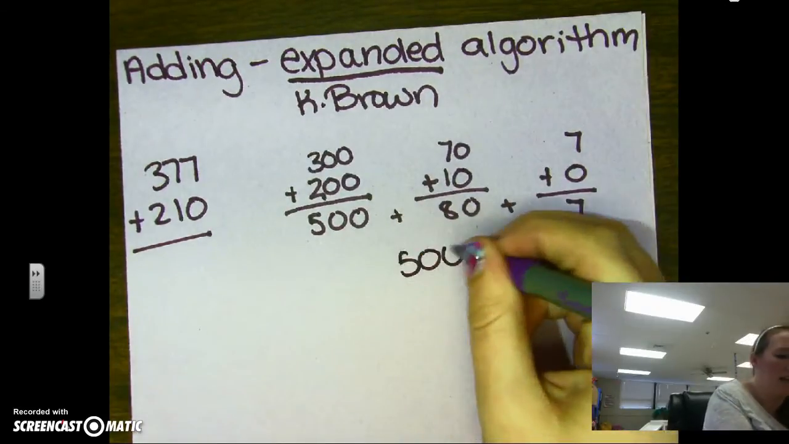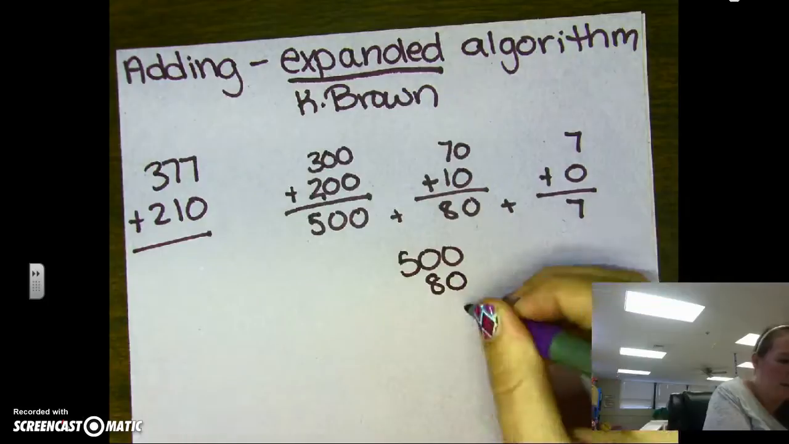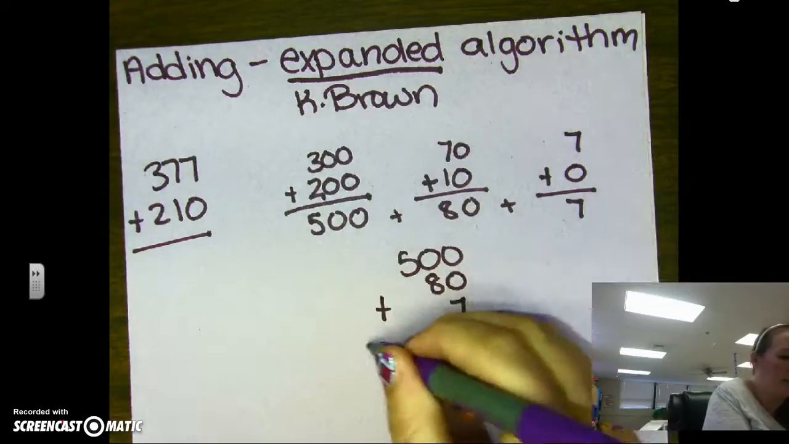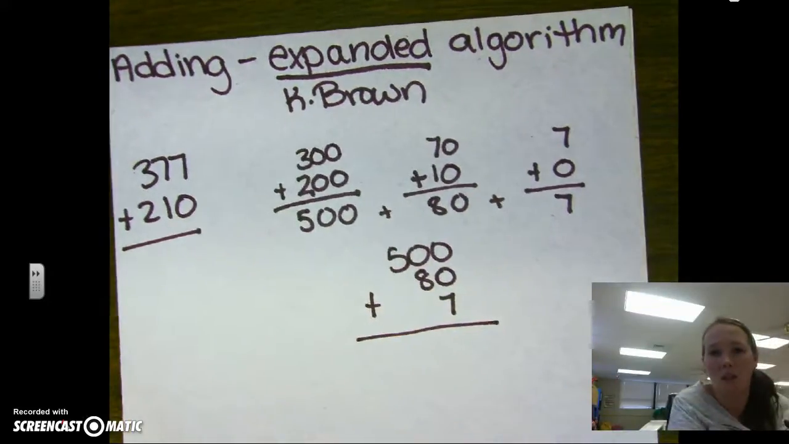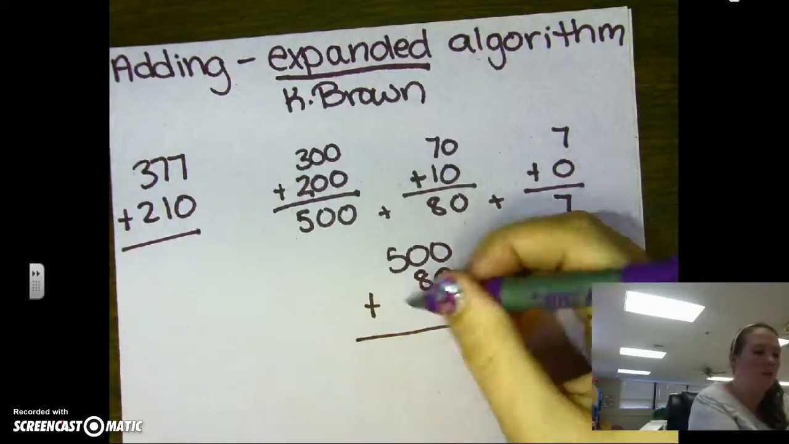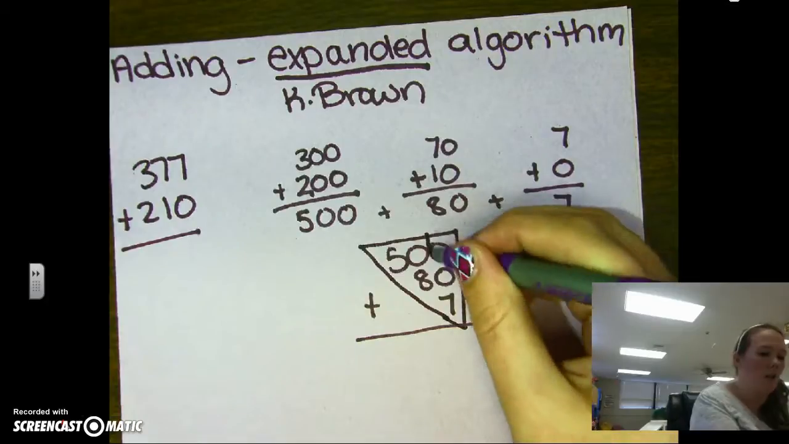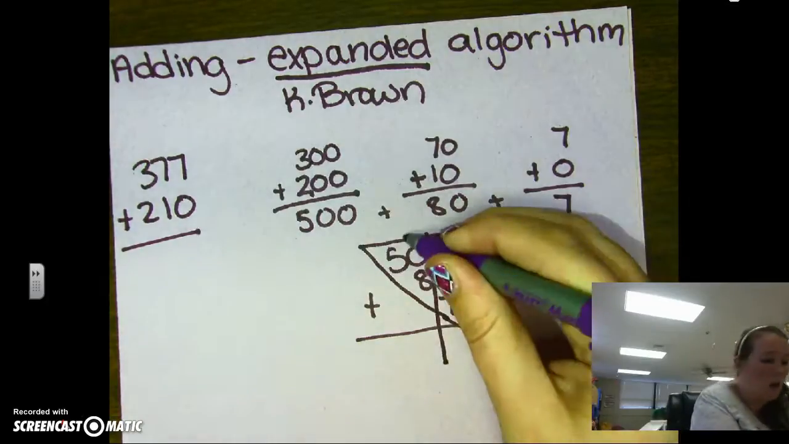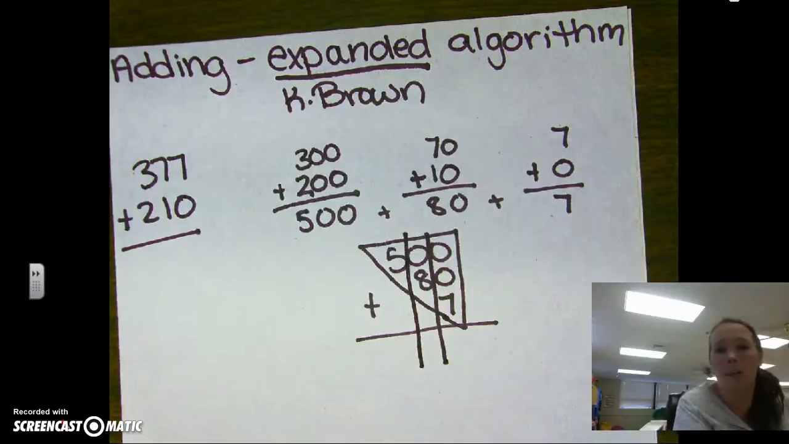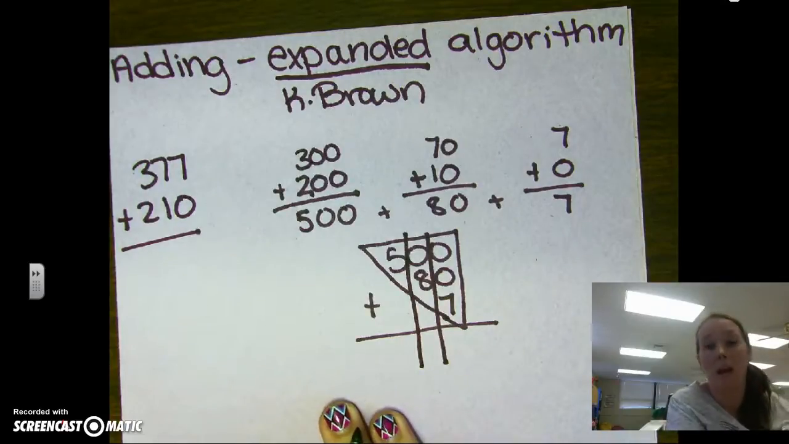I always like to add up and down, so I recommend that you rewrite the numbers up and down. Please do make sure that you line up your place value. Do you notice how it makes a triangle whenever I write these? That's because all my ones need to go together, all my tens need to go together, and all my hundreds need to go together. But now I'm ready to add.